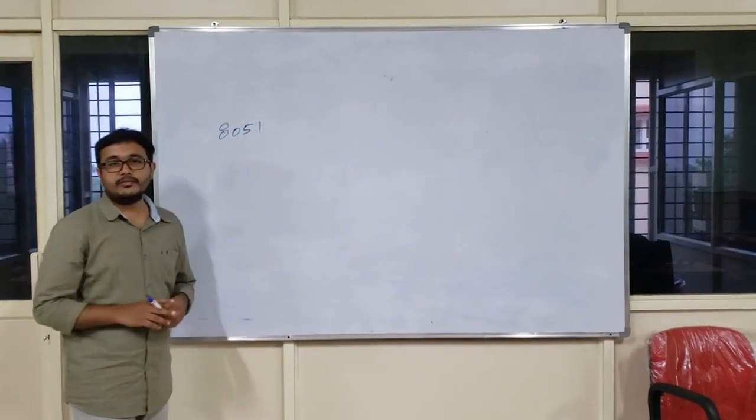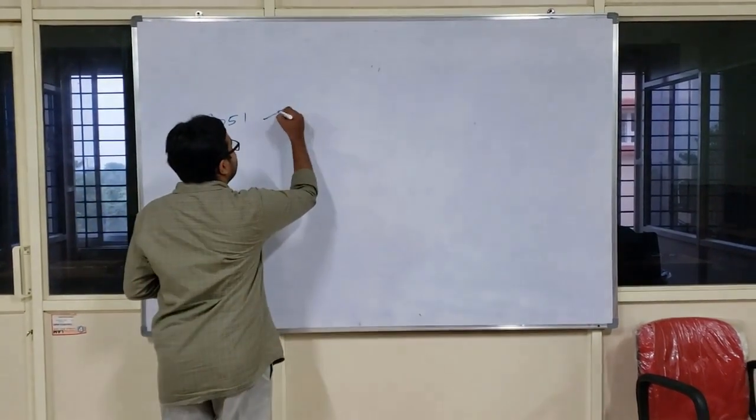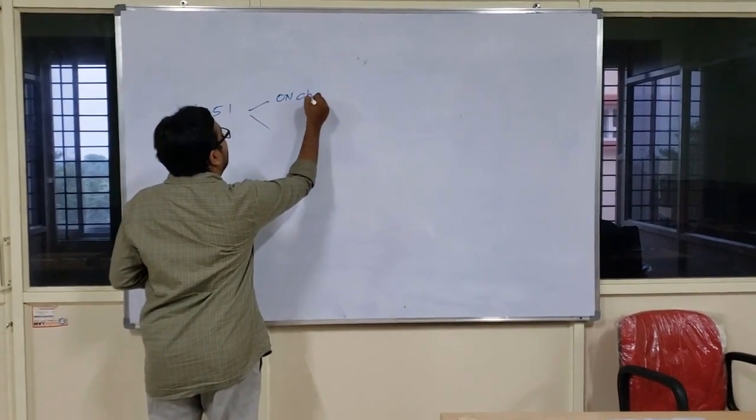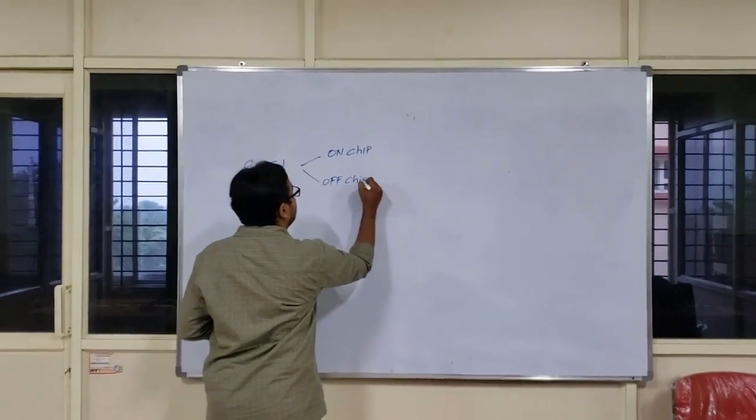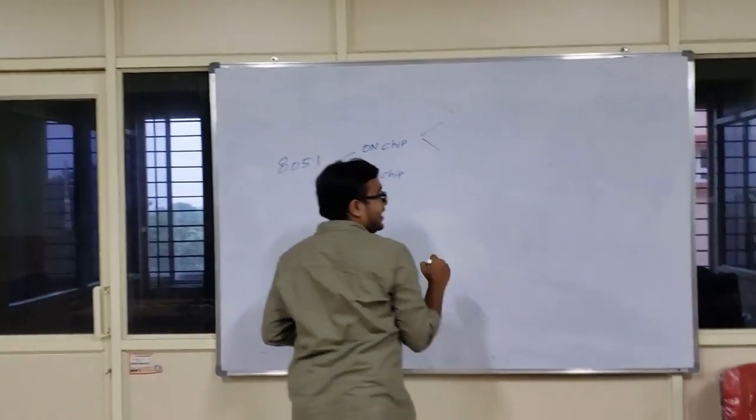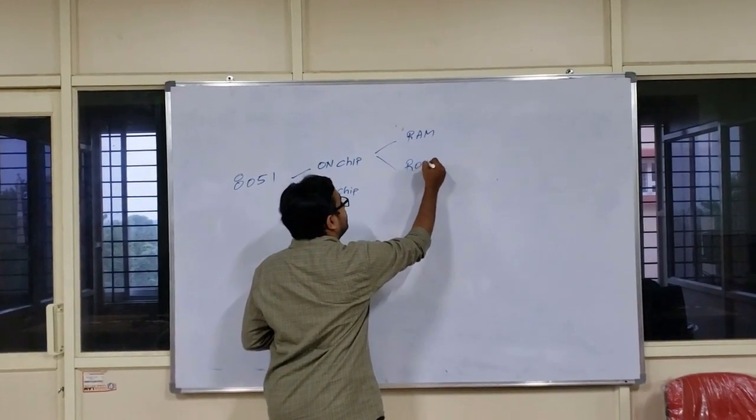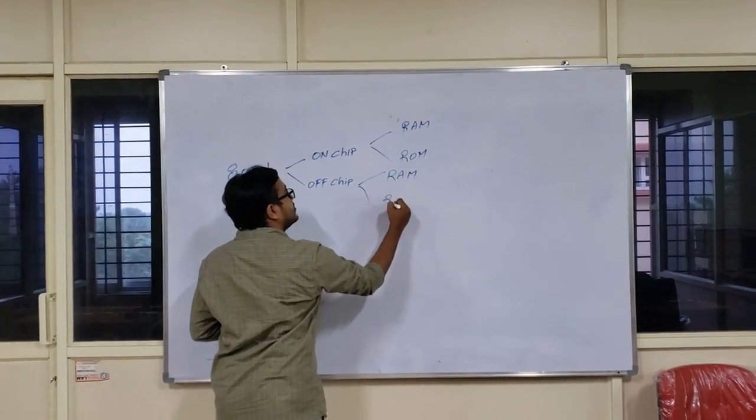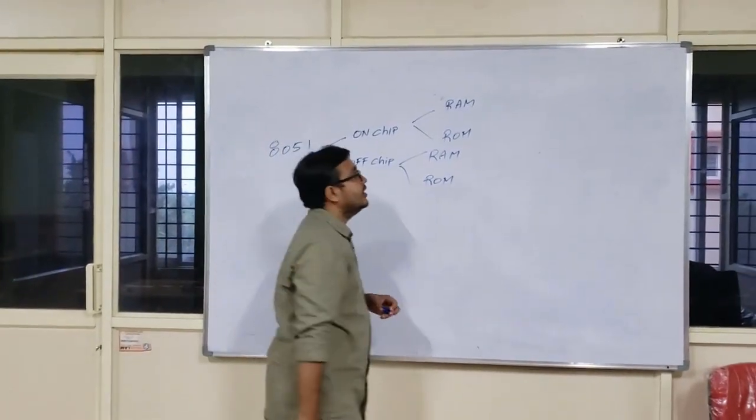So the 8051 microcontroller memory is categorized into on-chip memory as well as off-chip memory. Again, the on-chip memory is categorized into RAM as well as ROM. Similarly, in the same manner, the off-chip memory is also divided into RAM as well as ROM blocks.